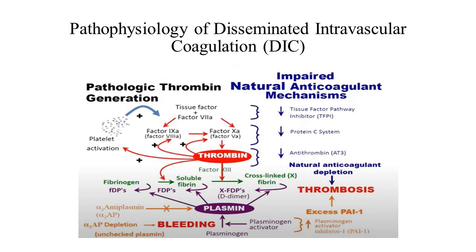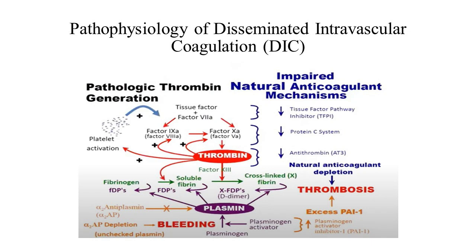At the same time, alpha-2 antiplasmin, the natural inhibitor of plasmin, may become depleted. When this occurs, unchecked plasmin activity can excessively degrade fibrin and clotting factors, contributing to bleeding. Therefore, DIC represents a paradoxical state in which both clot formation and bleeding occur simultaneously.